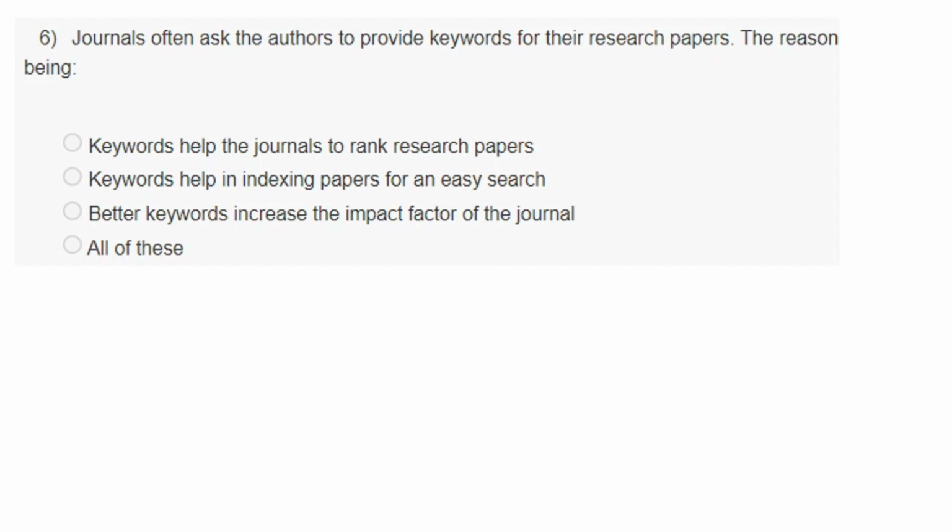So there's nothing called right or wrong in this, but it also comes with experience. Suppose I have written an article and chosen some keywords, someone more experienced than me might read the same article and choose a different set of keywords. That might help other readers locate my article more easily. So that's how it works.